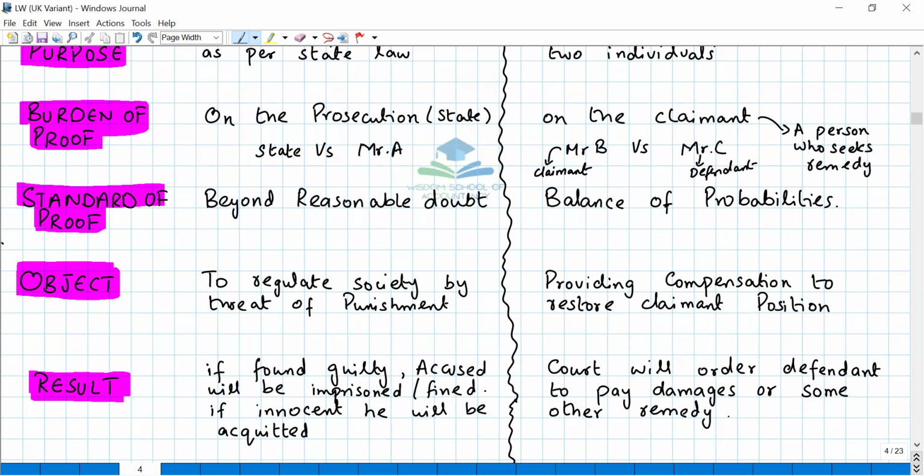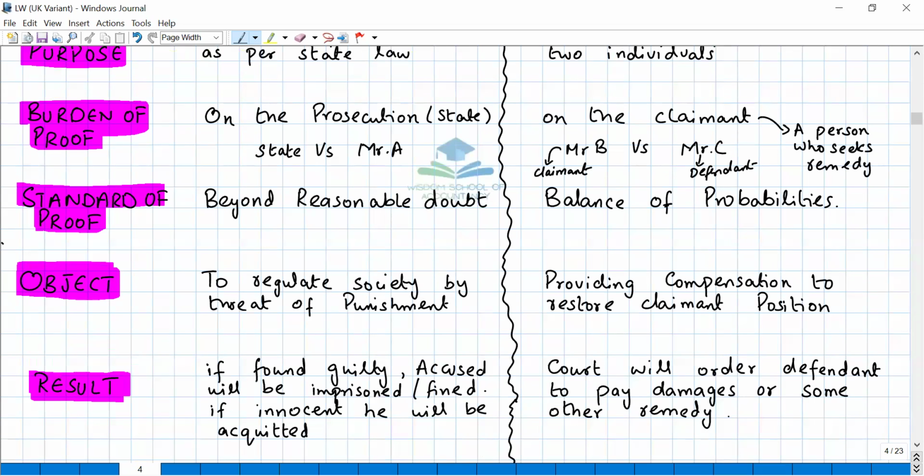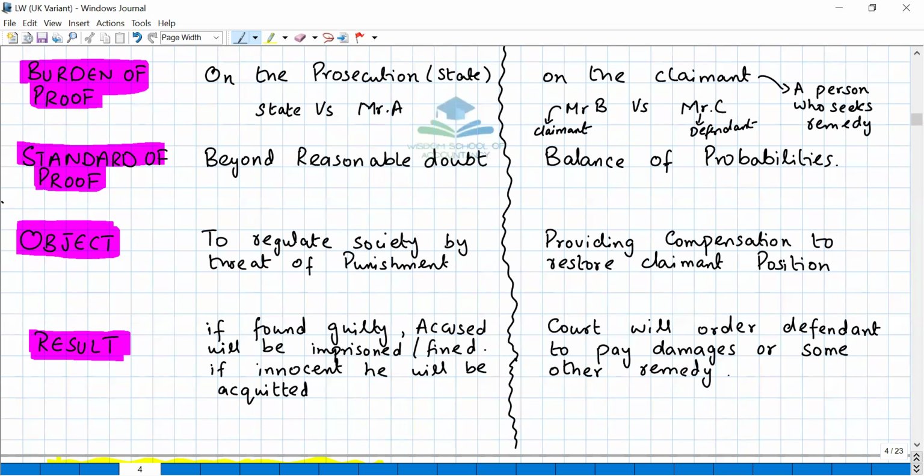While the object of private law is providing compensation to restore the claimant's position. Civil law is about providing compensation to restore the claimant's position. So basically, if something is wrong with one party, the object will be to give him some compensation so that he can get back to his original position.